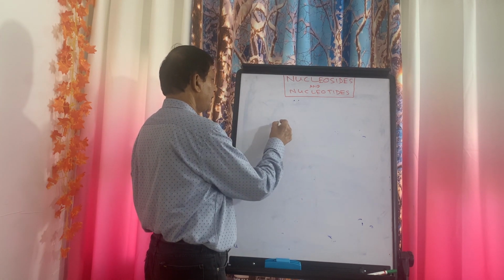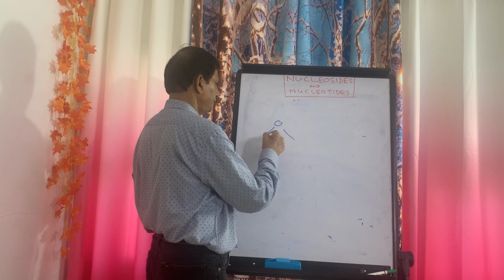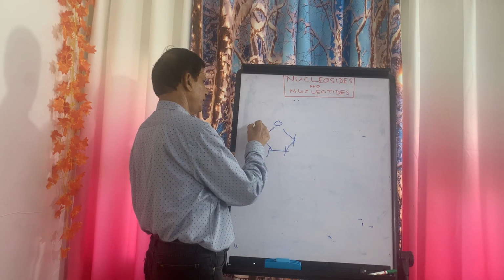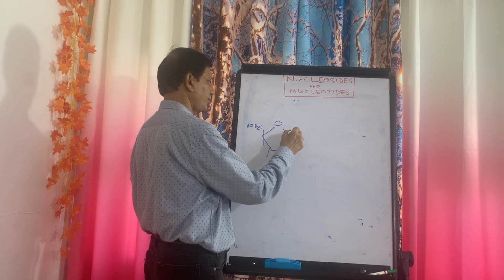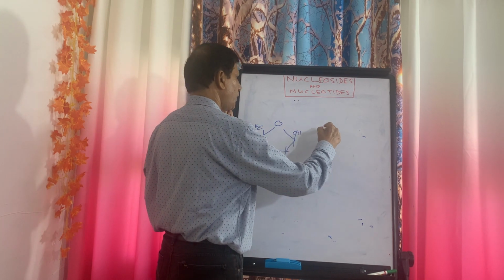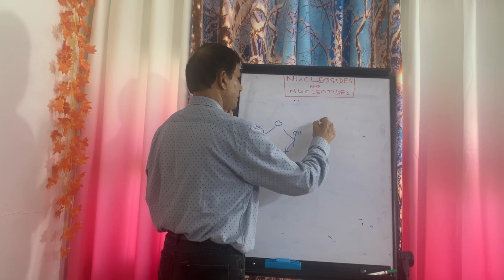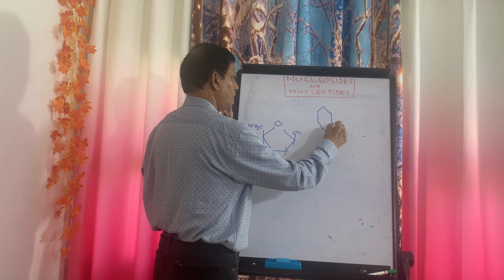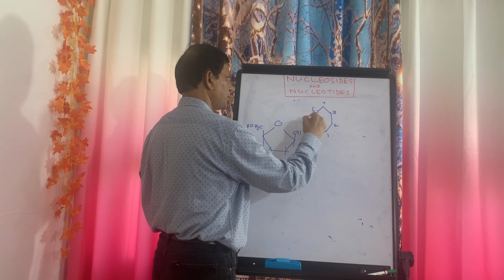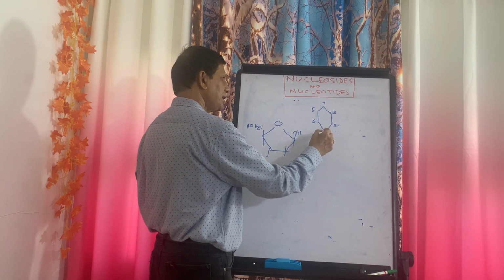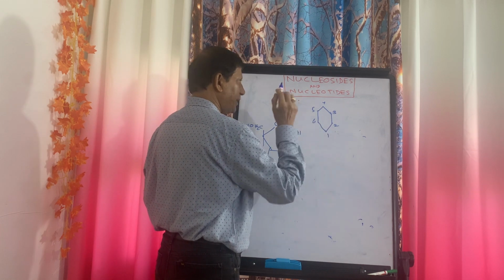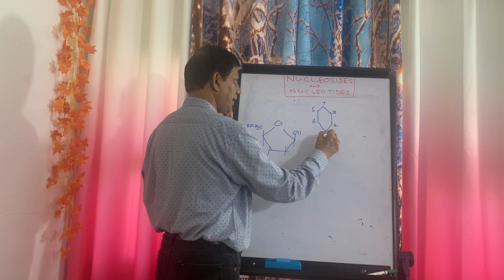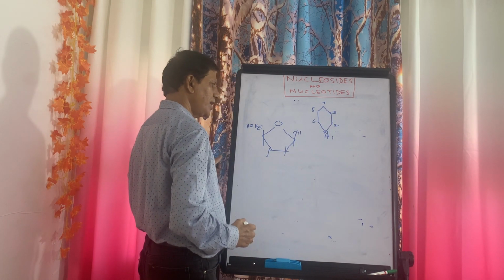This is one ribose sugar. And this is one nitrogen base. This is 1, 2, 3, 4, 5, 6 positions are there. And in this pyrimidine, which is a single ring structure, nitrogen is present at position 1 and 3. So here it will be NH at position 1.